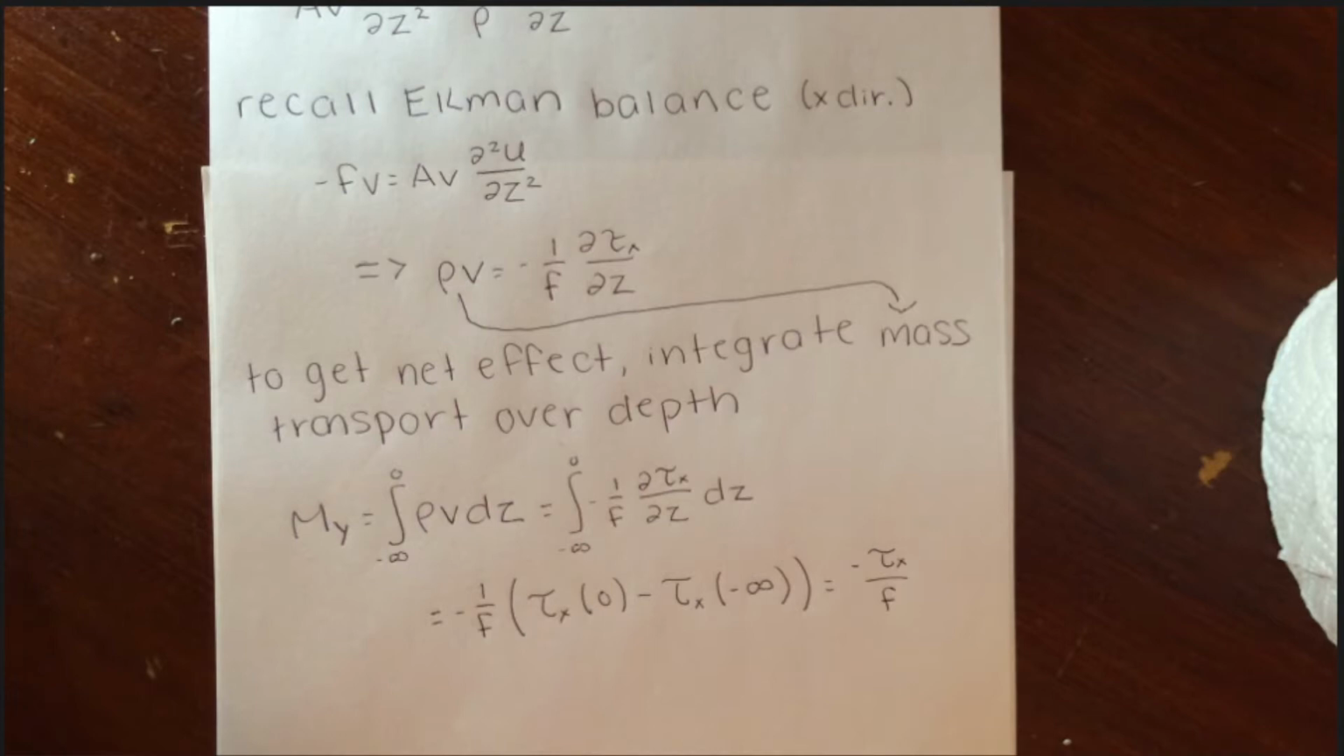So our net effect of Ekman in the y direction is equal to negative the wind stress in the x direction over the Coriolis parameter.